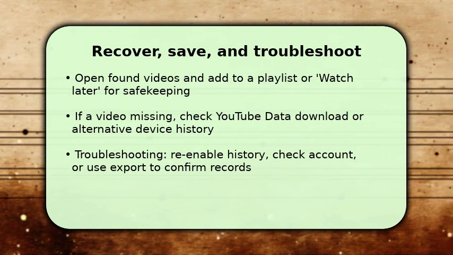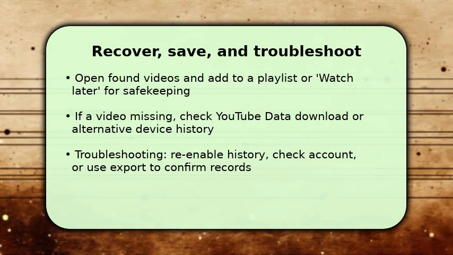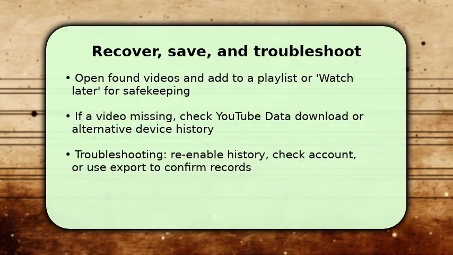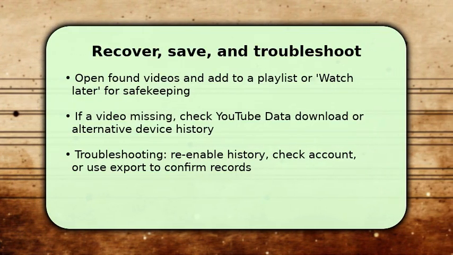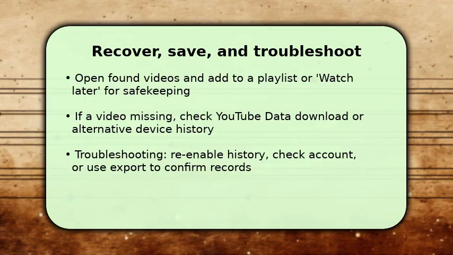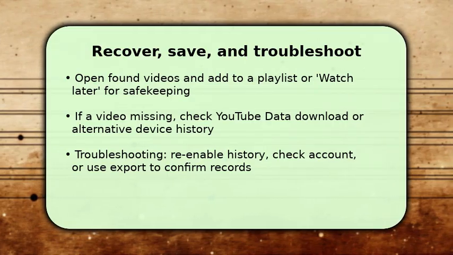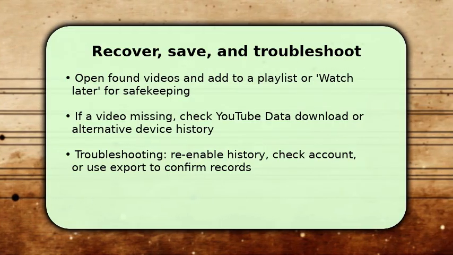If a video is gone from results, make sure you are on the correct Google account and that history wasn't paused or deleted. Once done, check a YouTube data export for older entries. If problems persist, re-enable history, sync devices, and retry the search. This fixes most missing history issues quickly.